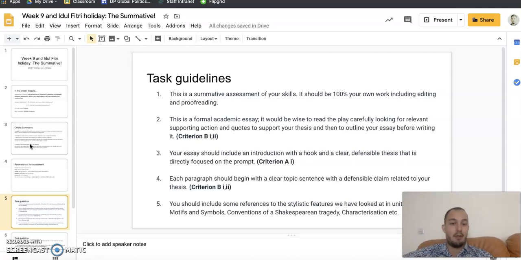Your essay should include an introduction with a hook and a clear, defensible thesis statement that I will explain in a minute. Each paragraph should begin with a clear topic sentence with a defensible claim. I'll explain this in a minute. You should include some references to some of the stylistic features we've looked at in this unit. We've looked at themes, motifs, symbols, conventions of a Shakespeare tragedy, characterization. This is the time to use what you have learned.